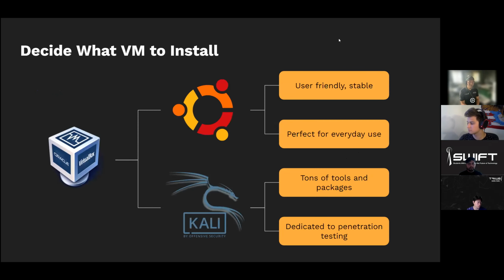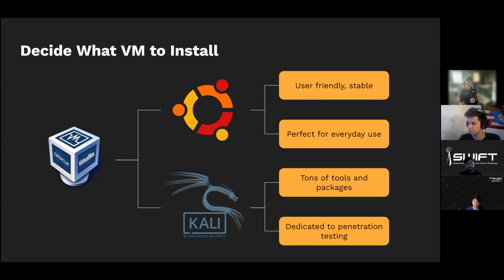Now we have to decide what virtual machine to install. There's a lot of different operating systems with a lot of different functions, but we're going to be looking at Ubuntu and Kali Linux today. Ubuntu is a very user-friendly operating system. It's super stable, open source, and it's perfect for everyday use. It was actually designed to be an effective alternative to Windows 10, so it has a really nice GUI. It's user-friendly, and you can use this instead of Windows if you feel it's better for your tastes.